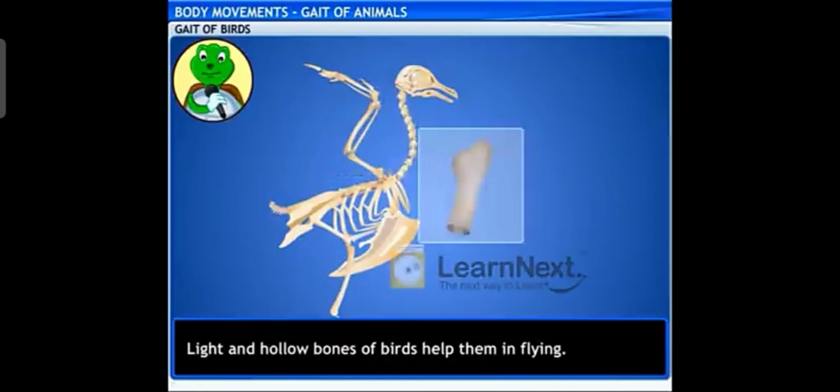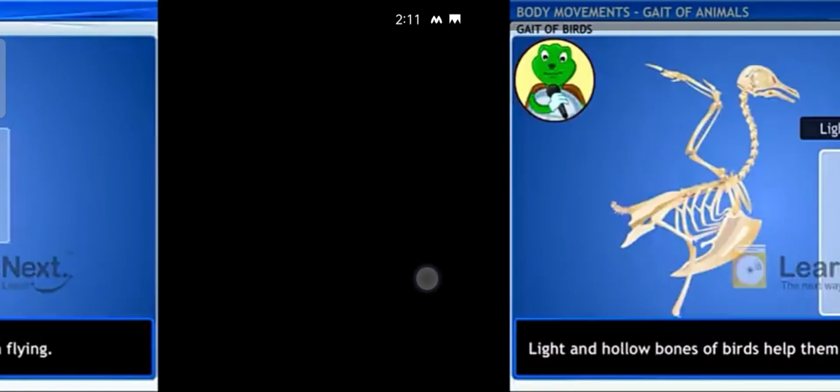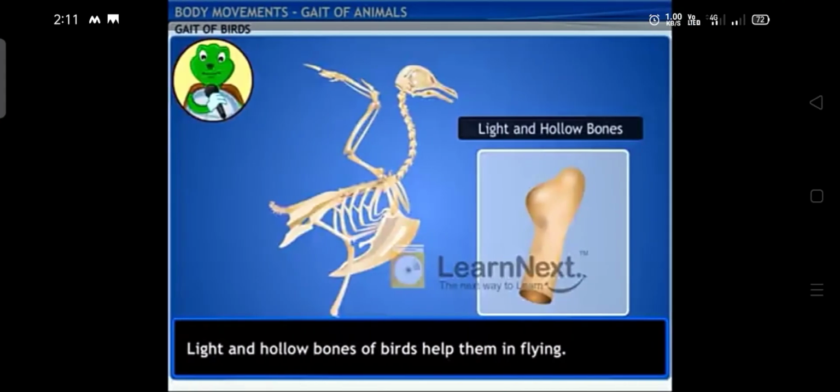And also light and hollow bones help birds in flying. The bones present in a bird are very light and hollow, so they can fly very easily. They are not very strong. So birds can fly very easily. You can see the bones present in the bird's wings.